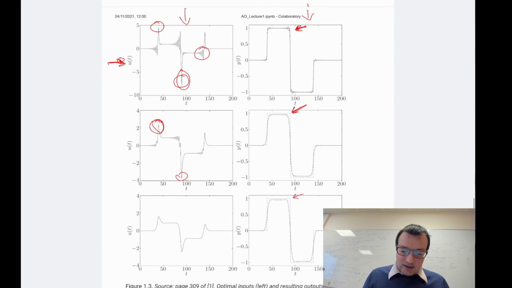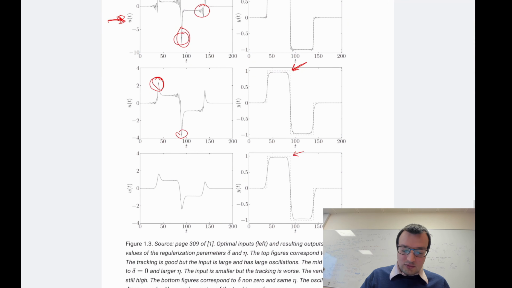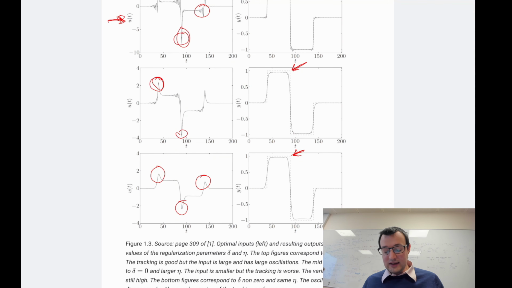Finally, the third plot is when we have both a big eta and a non-zero delta, so we are penalizing variation, and then we see that the input value is never too big and there is no oscillation anymore. Okay, so the input profile is very smooth. And actually the result is quite good because it's essentially the same as before, so the tracking is not perfect, but it's acceptable, and there is no oscillation anymore.